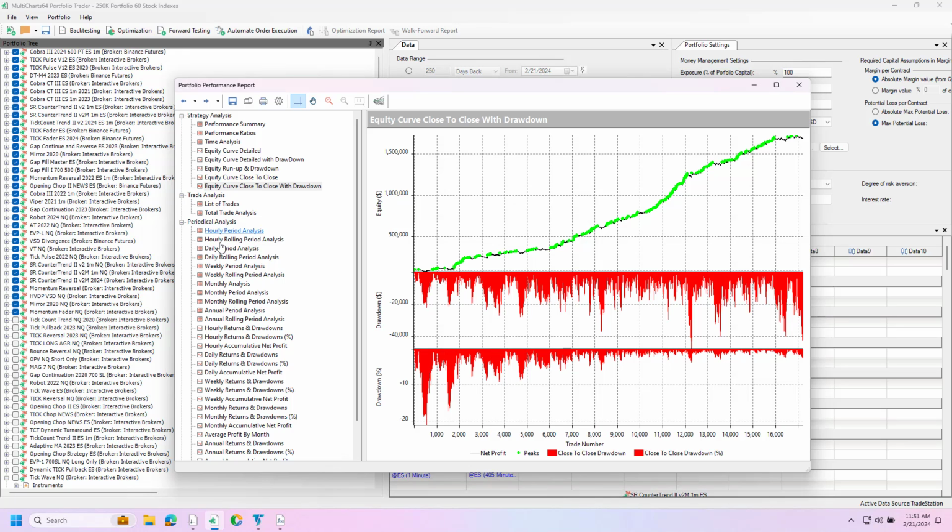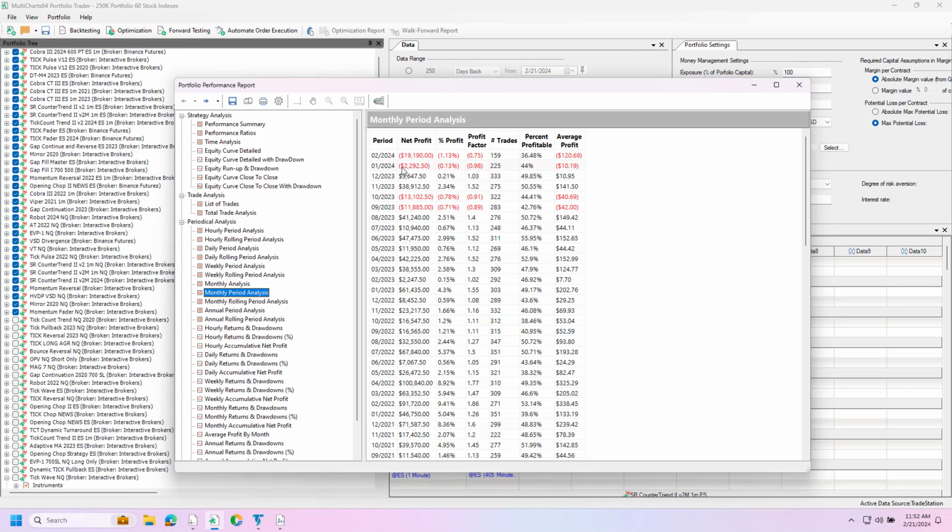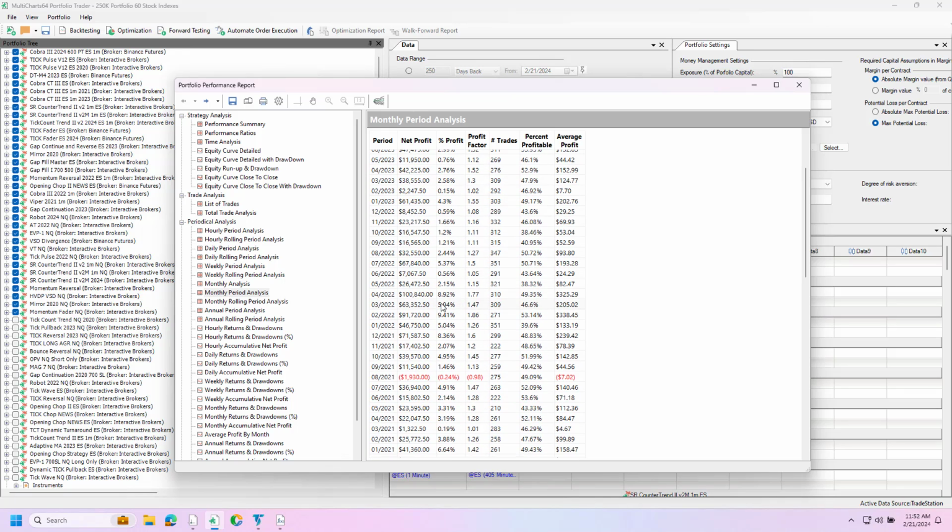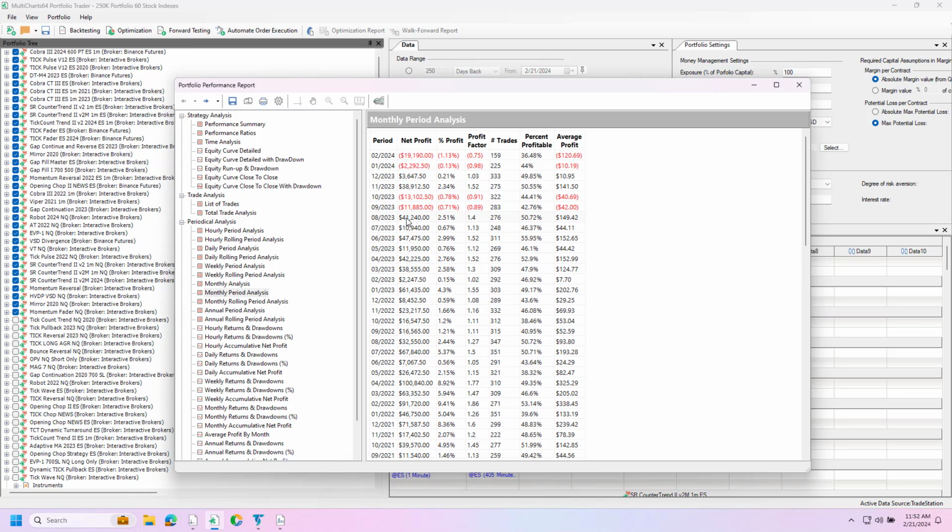But this year, you can take a look at the results this year. Monthly period analysis, minus 2,292, minus 19K. These are just the stock index strategies. Once again, in the portfolio, 60, 250K. And so you can see, up until August of last year, this type of setup was still doing pretty well. Even though the rise in equity curve was slowing down, it did really well still until August.